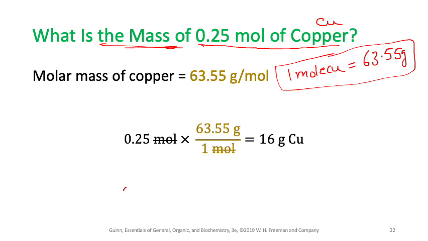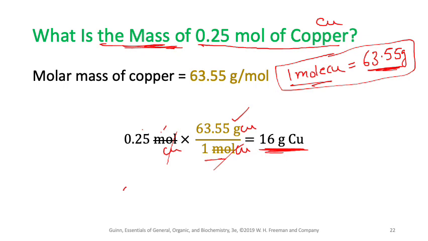Right? And then I can make 2 conversion factors from this equivalency, but which conversion factor do we have to use? The one that has the mass on the top. So I can say 63.55 grams on the top divided by 1 mole of copper, and then moles of copper get cancelled. You multiply the numbers on the top, and you will get 16 grams of copper. So that means if we have 0.25 moles of copper, we have 16 grams of copper.